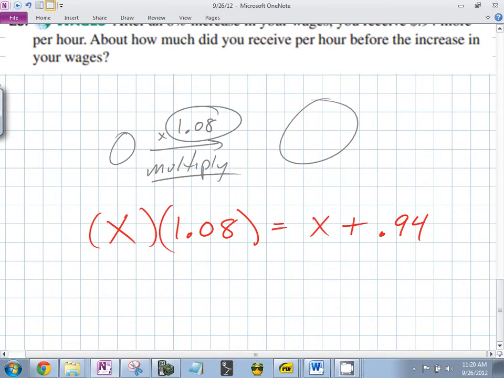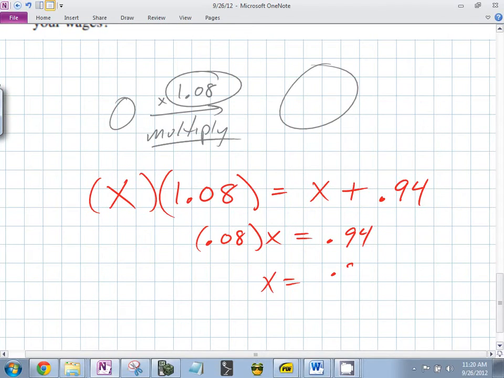What should I subtract from both sides? X. And you end up with 0.08 X is equal to 0.94. So X equal to 0.94 divided by 0.08. Anybody have the answer to this? 11 point what? So before the increase, it was 11.75.